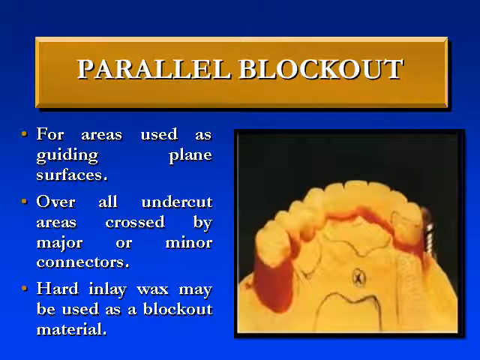The first type of blockout is the parallel blockout. Parallel blockout is used for areas that are used as guiding plane surfaces. Also, the parallel blockout is used over all undercut areas crossed by the major or minor connectors. For the type of wax used for the parallel blockout, we use hard inlay wax, which may also be used as a blockout material.